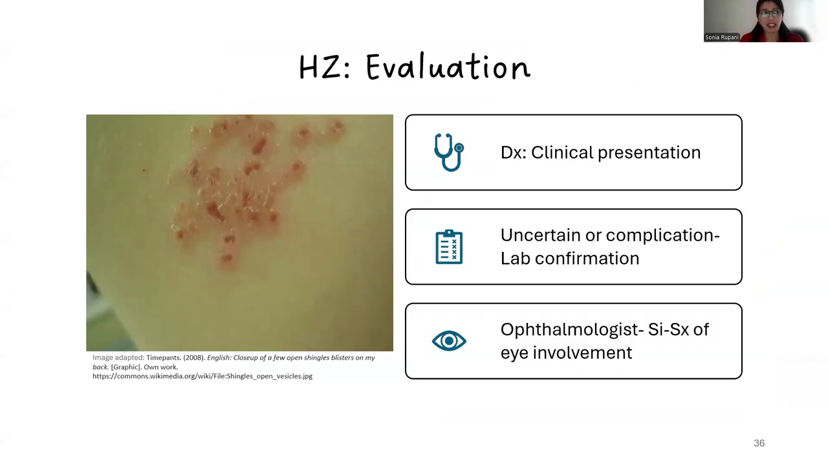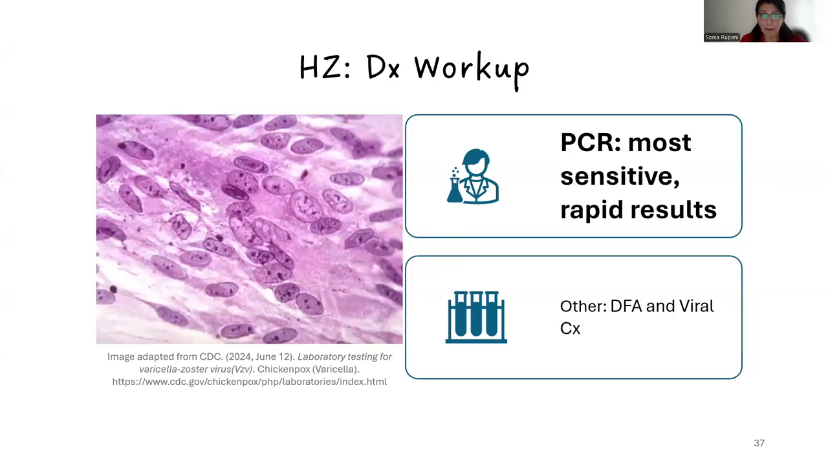With our evaluation, our diagnosis is going to be based on the clinical presentation. However, if they have complications, or we are not sure because it does not present the typical way, then lab confirmation is recommended. Also, if there's any cranial involvement, so if we're dealing with a complicated disease, then a workup is recommended. Also, we need to involve our specialists. Ophthalmology will be involved, especially with the eyes, and if it is the ears, again, ENT gets involved. When doing a diagnostic workup, PCR is the most sensitive test. It is very rapid.